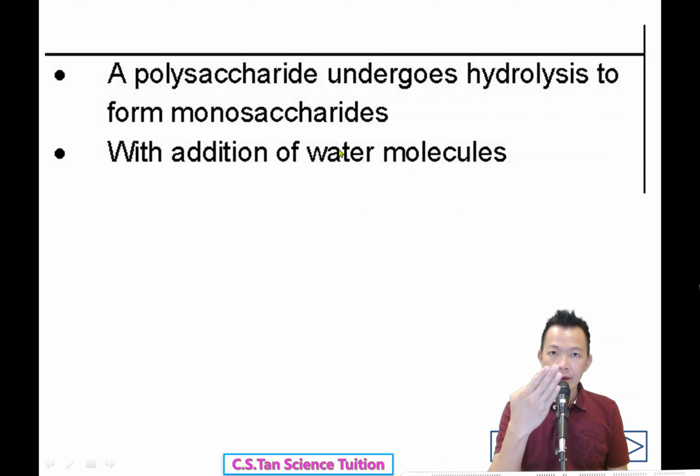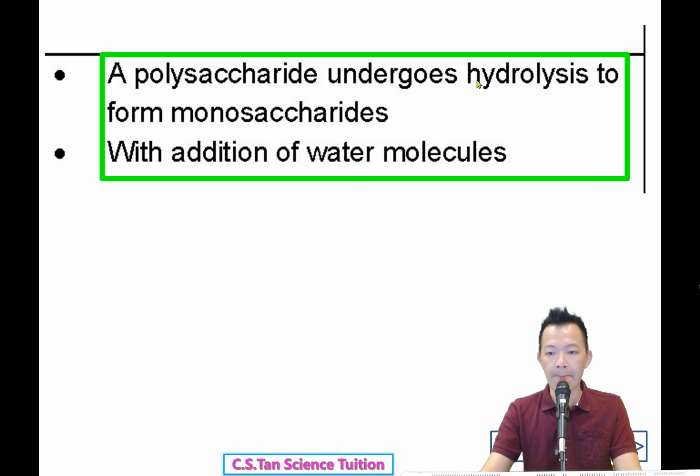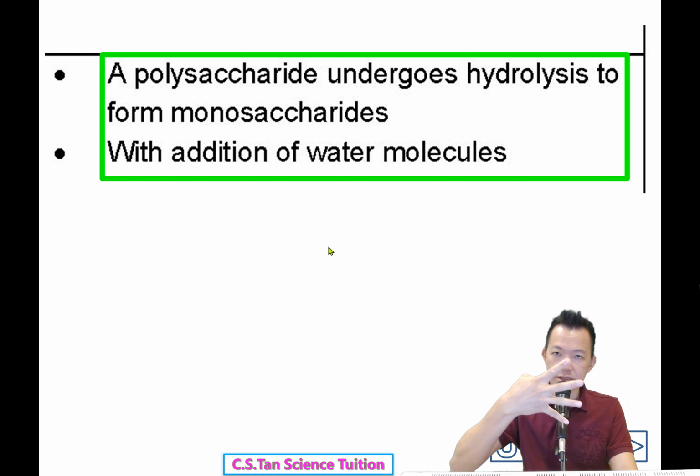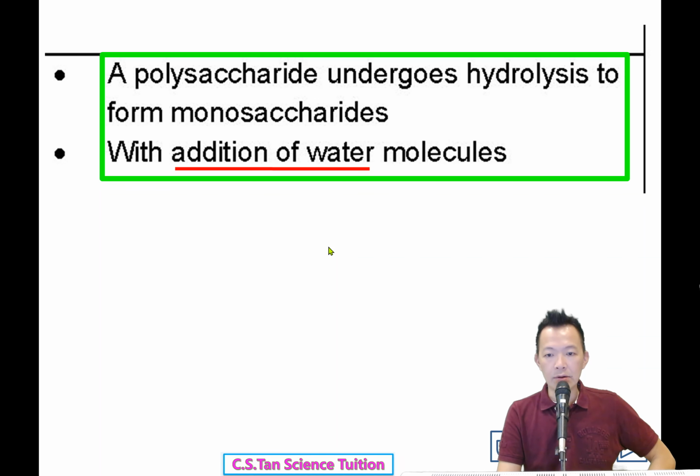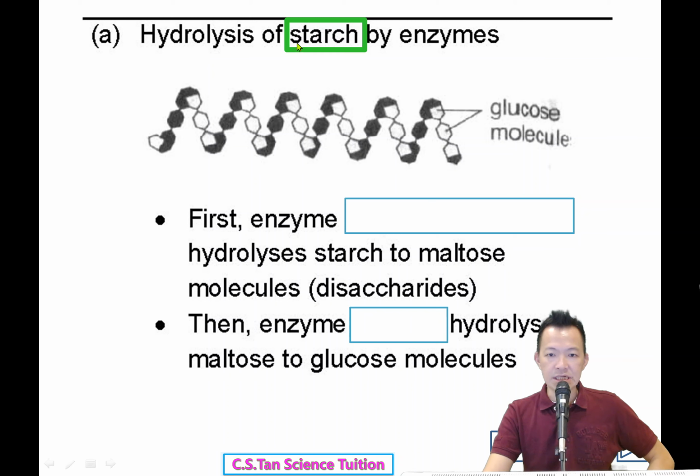So a polysaccharide, with the addition of water, will undergo hydrolysis. It will be broken down by water to become monosaccharides. And normally for the process, besides the addition of water, you need some enzyme to help the chemical reaction. So highlight again: a polysaccharide undergoes hydrolysis to form monosaccharide, with the addition of water molecules, and usually with the help of an enzyme.